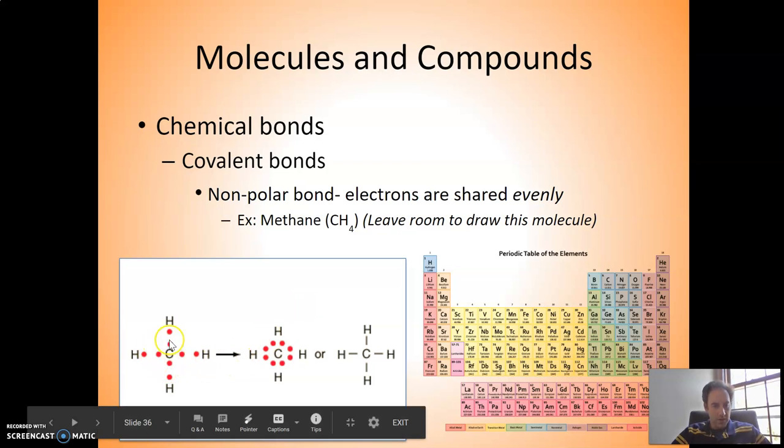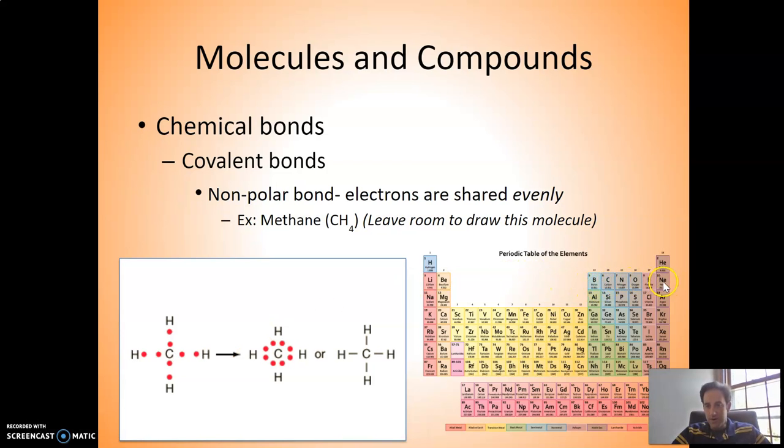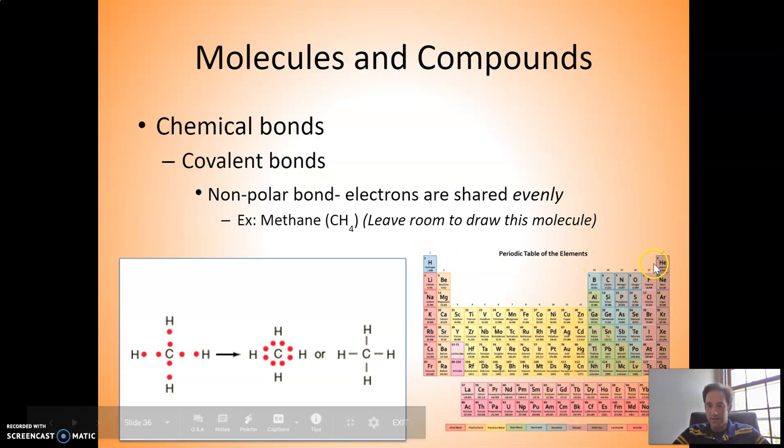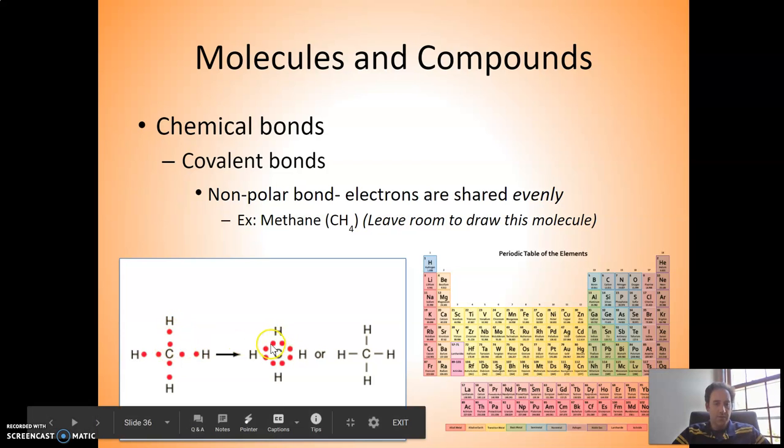If you see carbon here with its 4 valence electrons, here's hydrogen. Each of the 4 hydrogen atoms has 1 valence electron. Since all of these atoms want to fill their outermost energy level, carbon needs to share with 4 partners to get to that full energy level. Each hydrogen atom needs to share with 1 to get to its full energy level. So this electron and this electron are shared to form this nonpolar covalent bond. These 2 electrons are shared to form this one, these 2 shared, and so on.